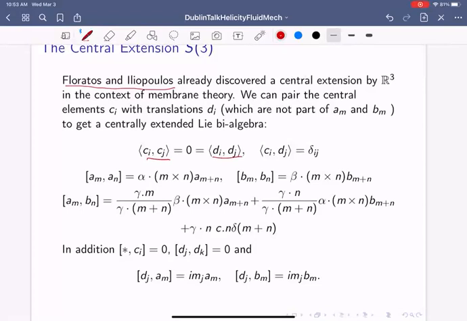Let me ask you a quick question. I have to leave in two or three minutes, so I'll just ask. You have a Hopf algebra. So is it quasi-triangular or what?